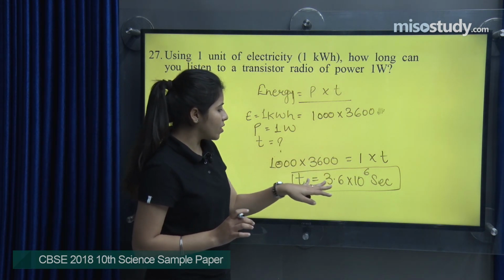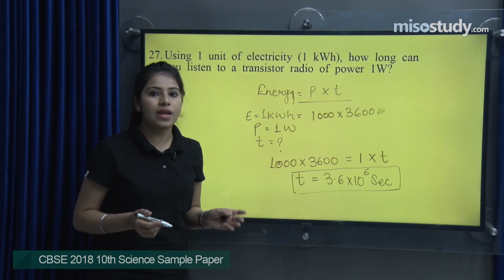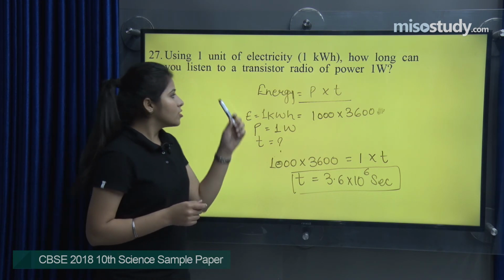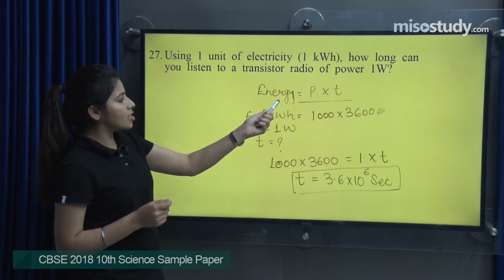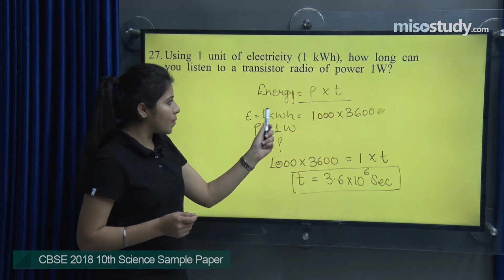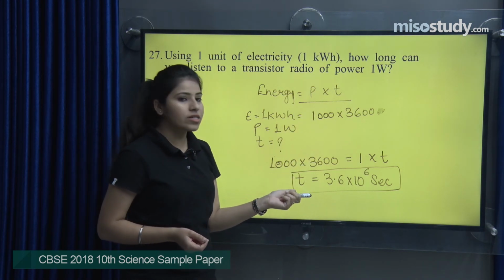So we have found out the time which has been asked in the question, and now we are done with this part. Okay, so this was the question. Energy has been given, power has been given, and time has to be found. We have applied the formula energy equals power into time, and we have found the time.